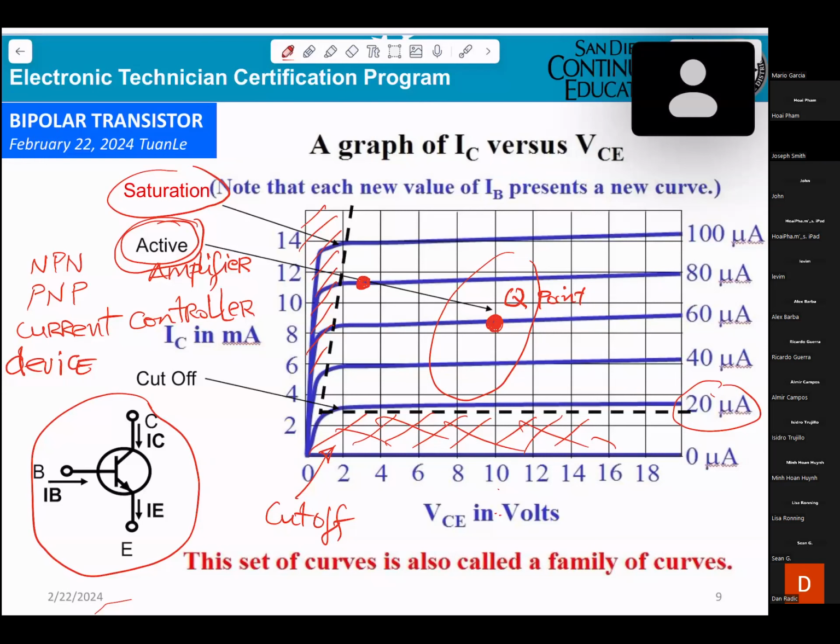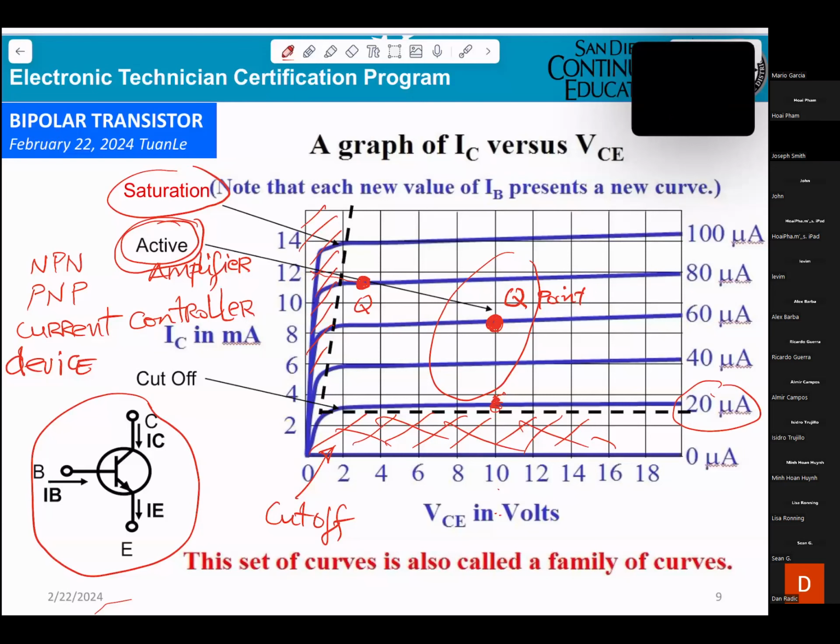Why? The thing is, if you use this Q point, what happens is when the temperature goes up, this point can move to the left, so the transistor can be saturated. That's what they don't want. Or you don't want to put the point in here, because when the temperature changes, it can go to cutoff. The amplifier cannot be saturated and cannot be cut off.